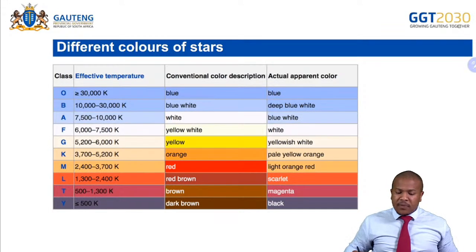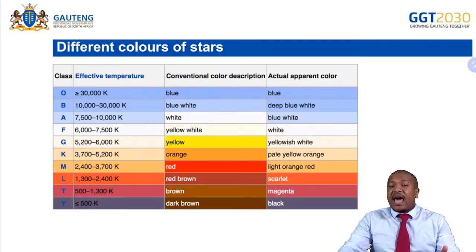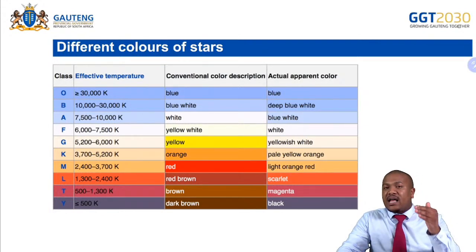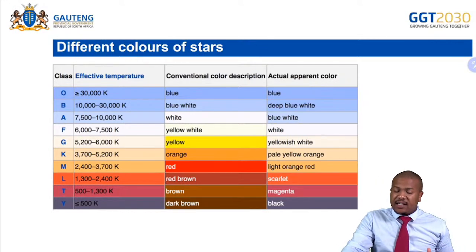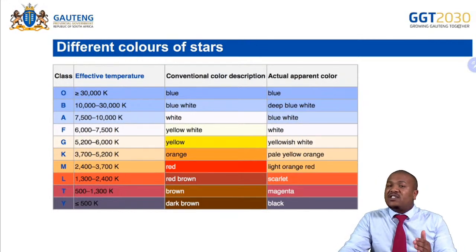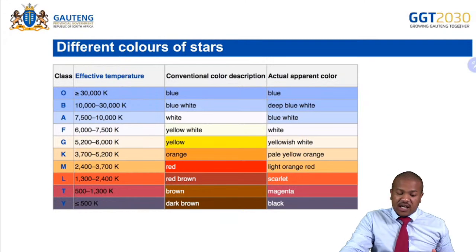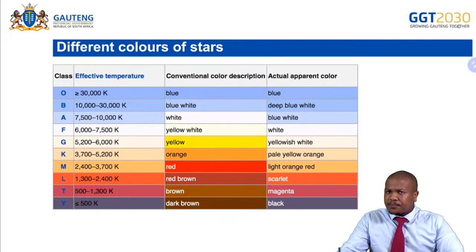So now here we have a table that shows different colors, a conventional color description, and the actual apparent color that you and I see. And it has the effective temperature range of the star and the class. So now let's go through this table together.